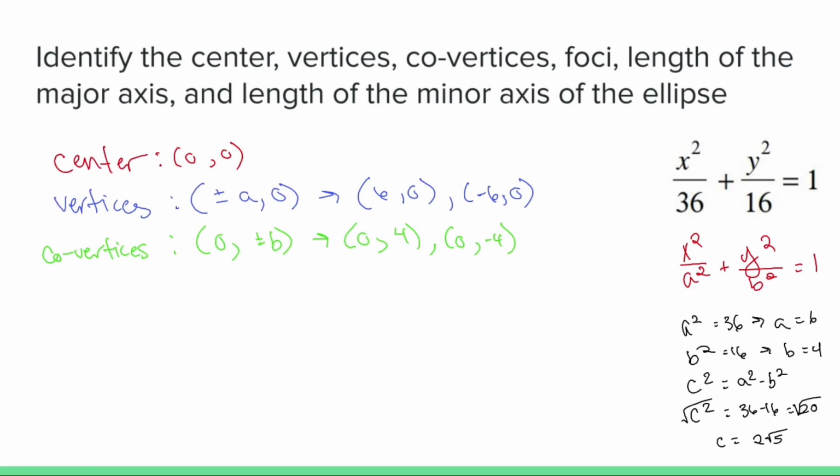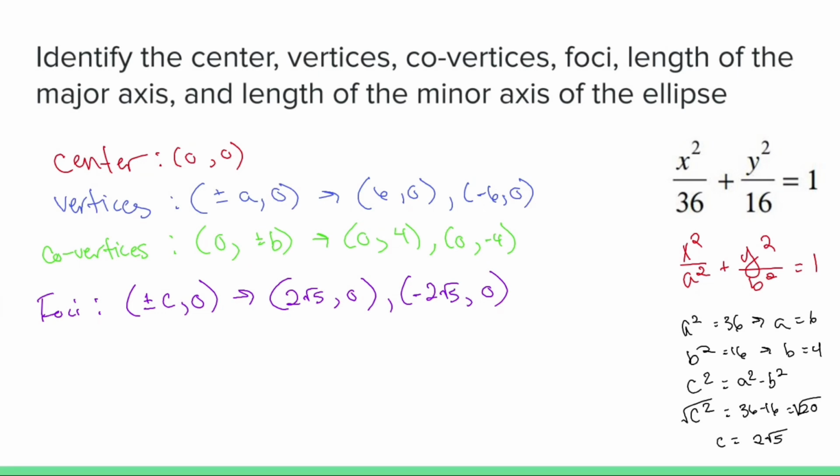Your foci, when it's centered at 0, 0, are going to be positive or negative c, 0. So in this case, that's going to be positive 2 root 5, 0, and negative 2 root 5, 0.